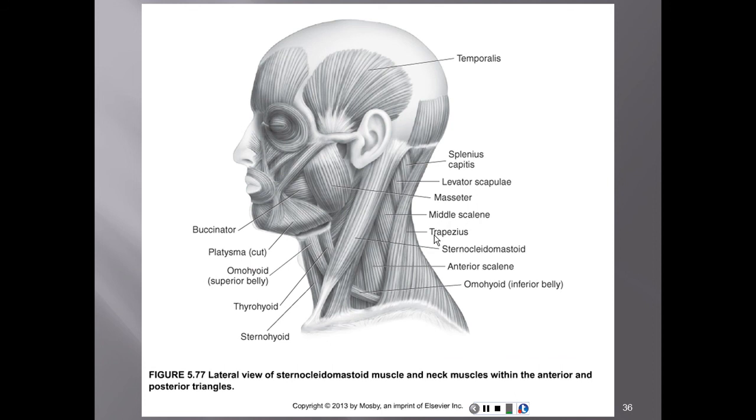So we need to be familiar with the anterior and posterior triangles. So we want to identify the sternocleidomastoid. Very, very good picture of this muscle, sternocleidomastoid. You see it attaches to the mastoid and travels down, bifurcates, and part of the head goes into the clavicle, the other part of the head goes into the sternum.